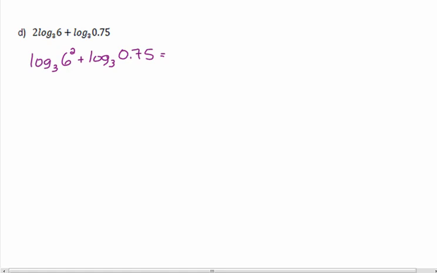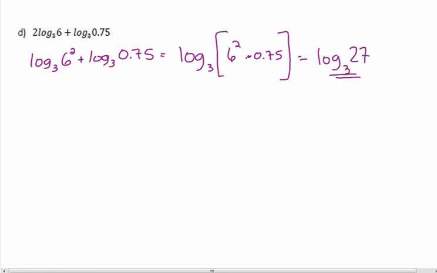So now can we put them all in one log? Yes. Because there's nothing in front of our logs and we're adding them, what are we going to do with our insides? Times them. 6 squared times 0.75. So 36 times 0.75, what does that equal? 27. So there it is, all as one log. 3 to the power of what is 27? 3.